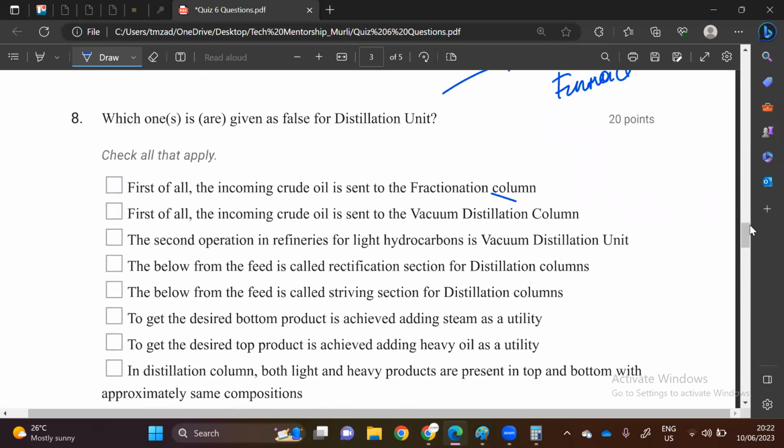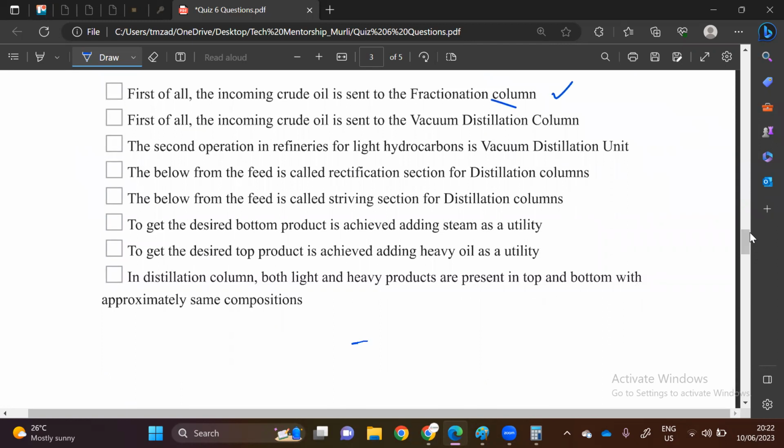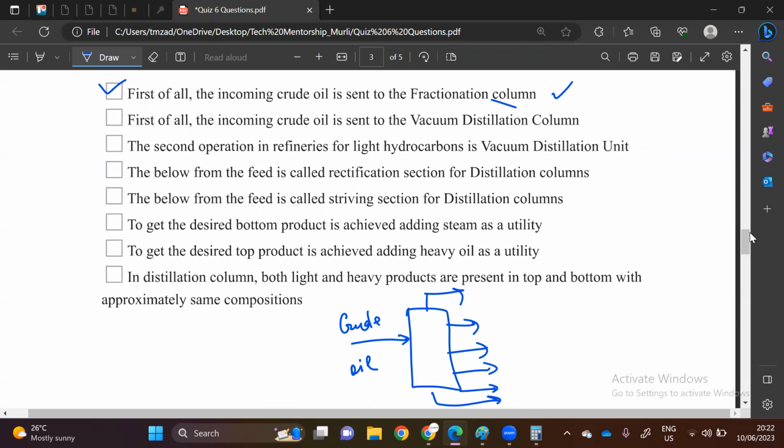The next question, which one is given as false for the distillation unit? Okay, first of all, the incoming crude oil is sent to the fractionation column. That's correct. Why? Because in the last class, we said that in refinery processes, we have, first of all, the atmospheric distillation column, or with another name, the crude distillation unit. In the crude distillation unit, the incoming crude oil will be processed and divided into different separated valuable products. The first one is correct.